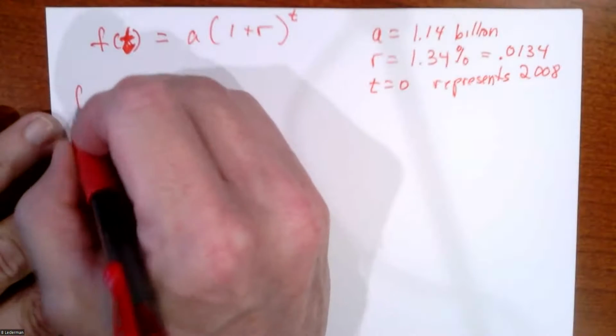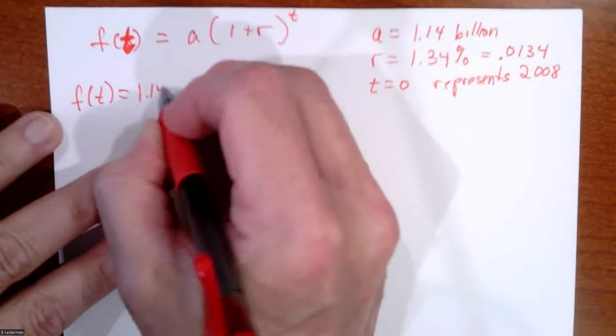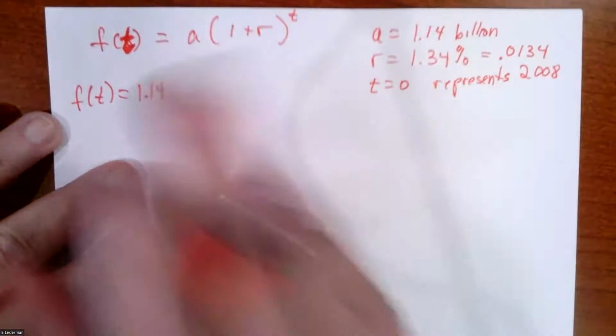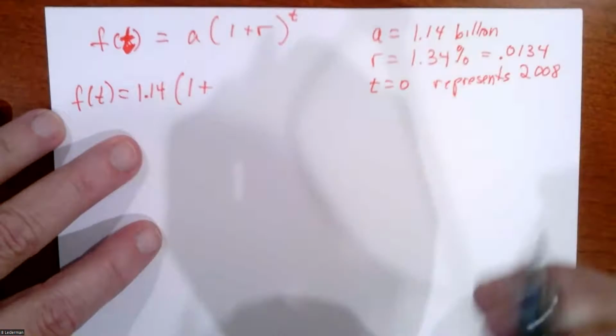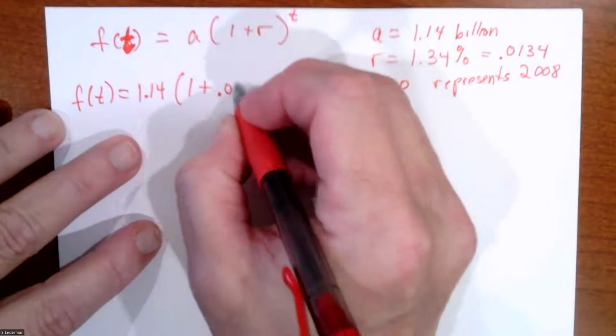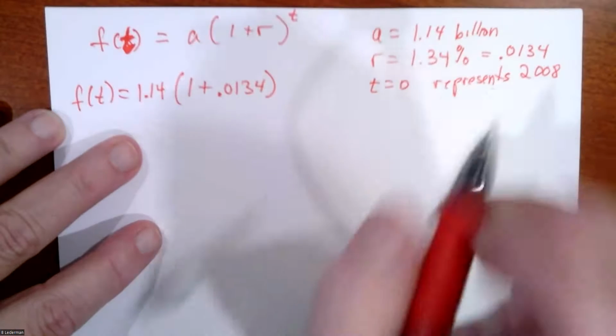Anyway, here's our function. F of t is equal to 1.14, I'm just going to leave it as 1.14, so this will be in billions, times 1 plus 0.0134 to the t power.